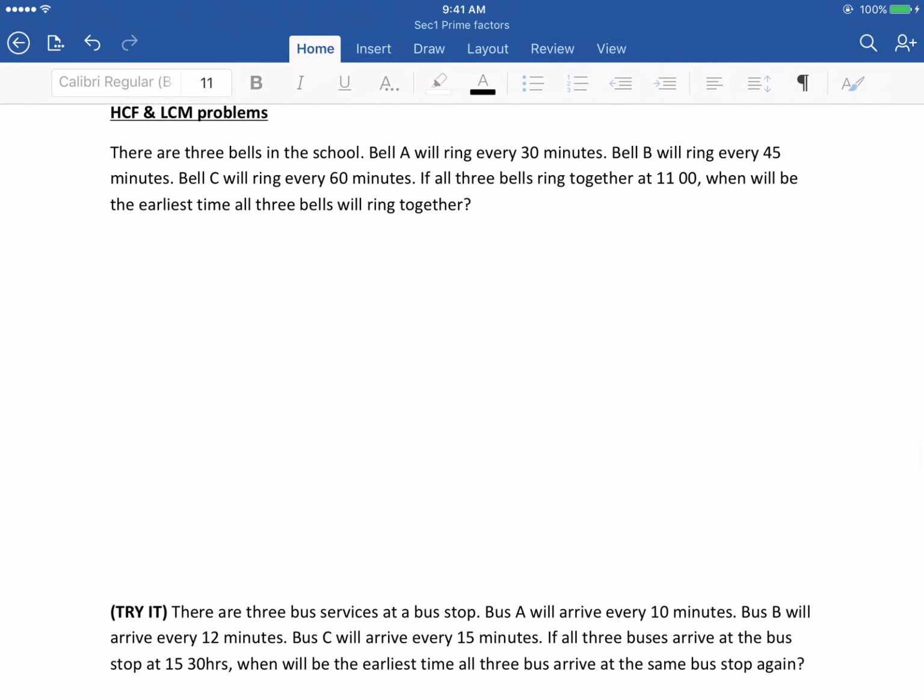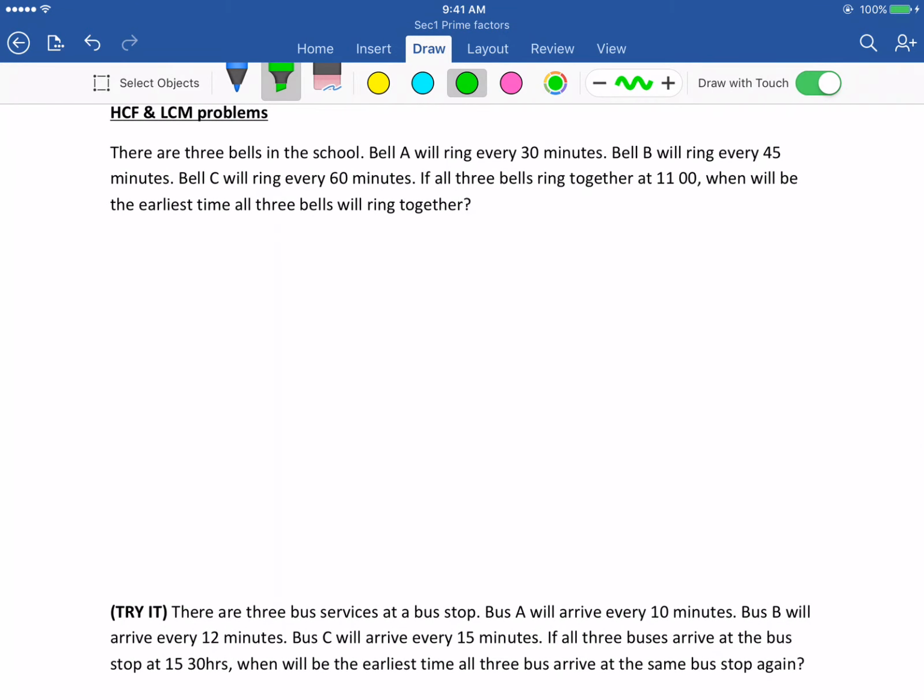And next one, let's try another one. There are 3 bells in the school. Bell A is going to ring every 30 minutes. Bell B is going to ring every 45 minutes. And bell C is going to ring every 60 minutes. If all the 3 bells ring at 1100 hours, when will be the earliest time all the 3 bells will ring together again?